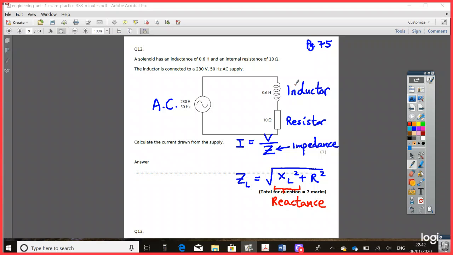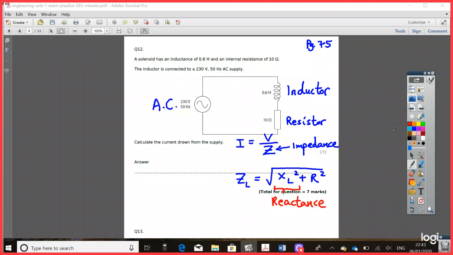So in the exam, just be careful. There will be another version where instead of inductors, it could be a capacitance, and you will have XC instead. Anyhow, my step 1 is to find XL. Then I can put that in here to find Z, and then do V over the Z I worked out, and I get the current. So let's get started.